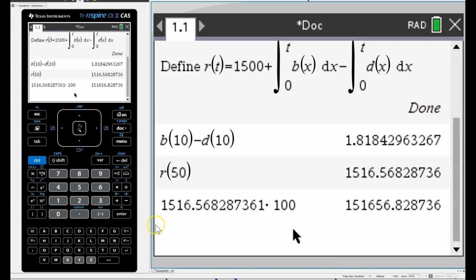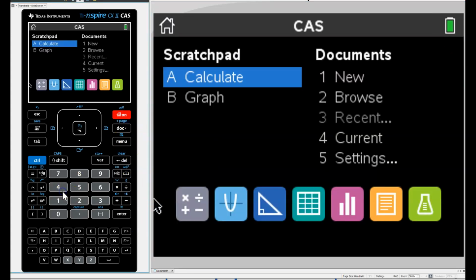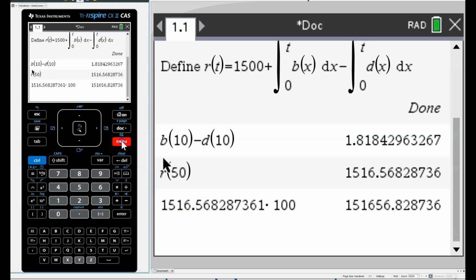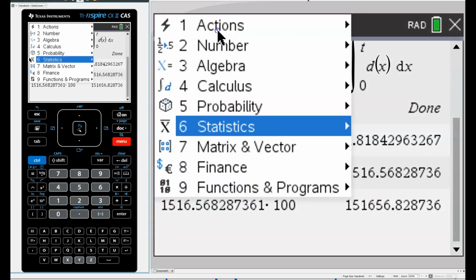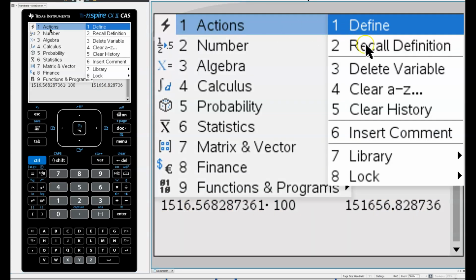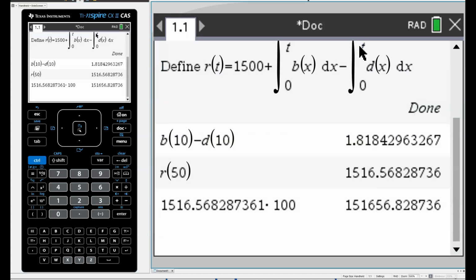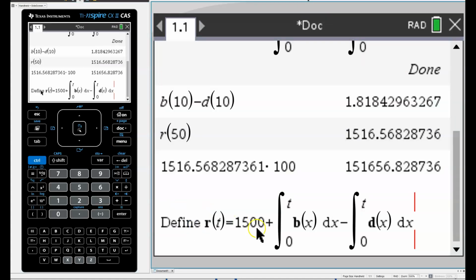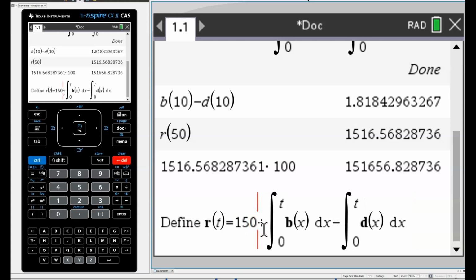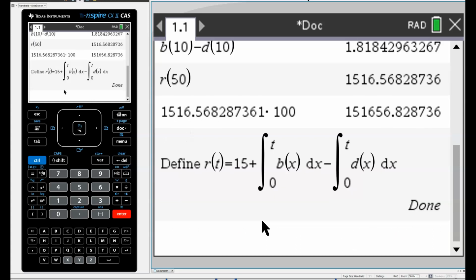So let me go back to my calculator and let me edit my actions. Go back. Number 4. Okay, so I'm going to go menu, actions, and then you'll see recall definition. I'm going to recall my definition R. And I don't want R to be 1,500. I just want it to be 15 because I'm going to end up multiplying this by 100 times 100.